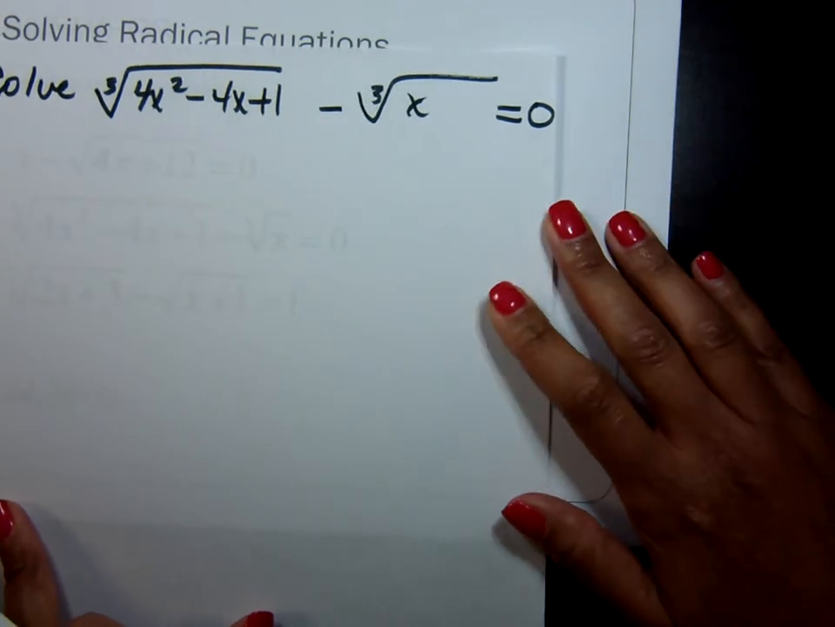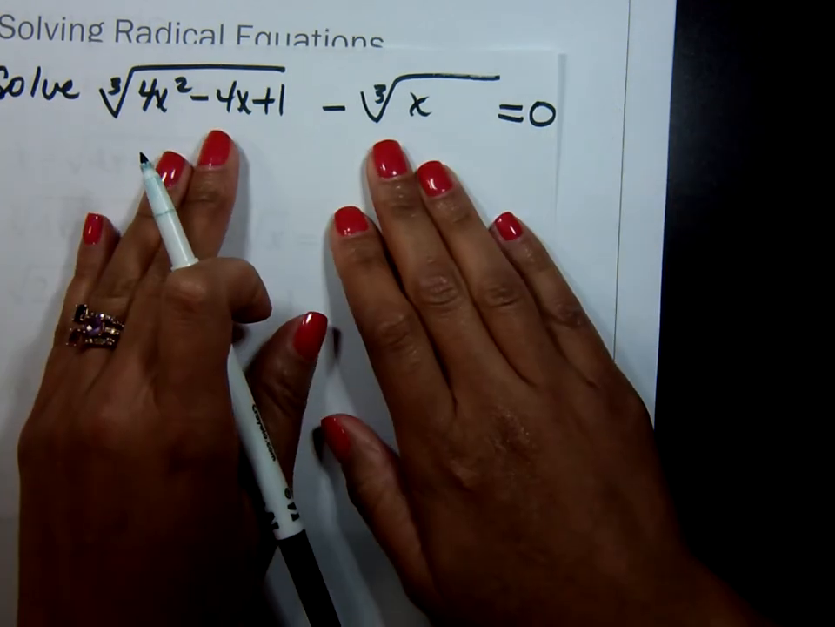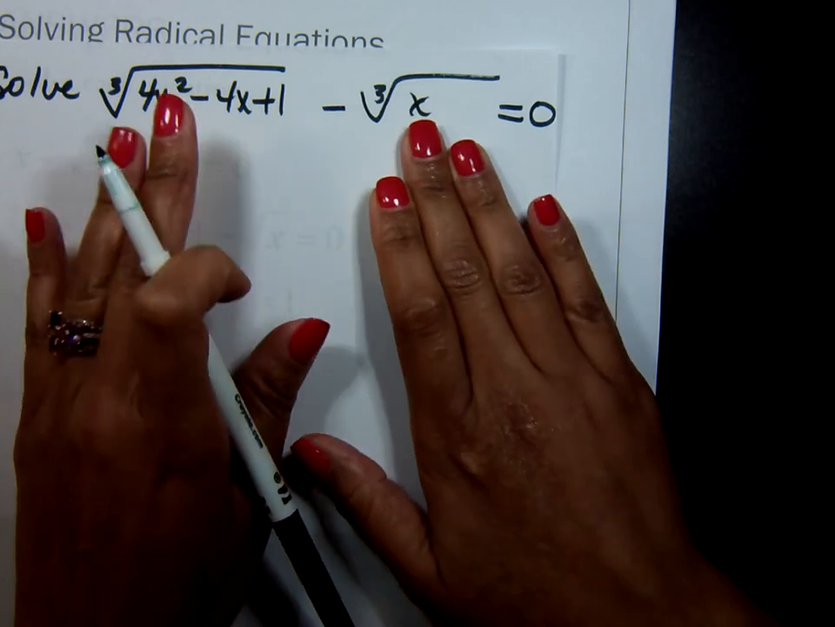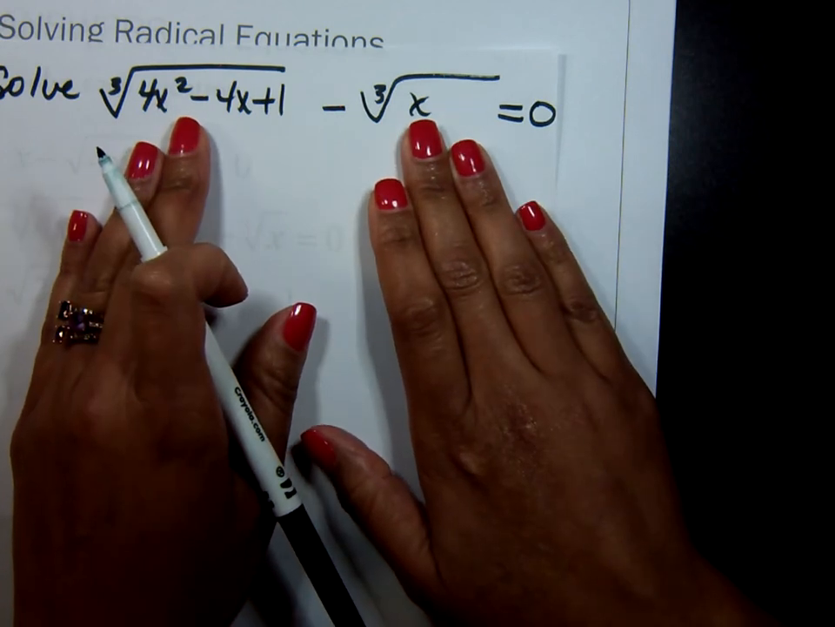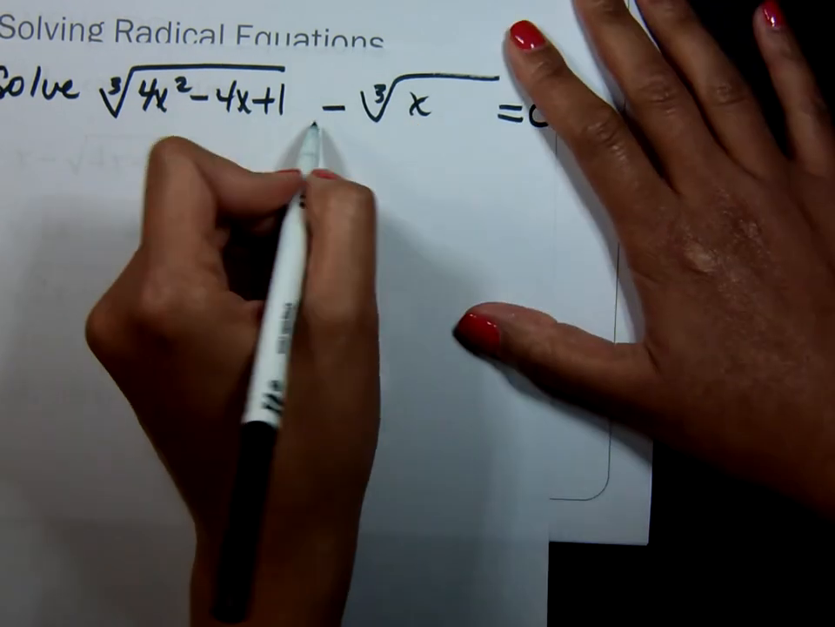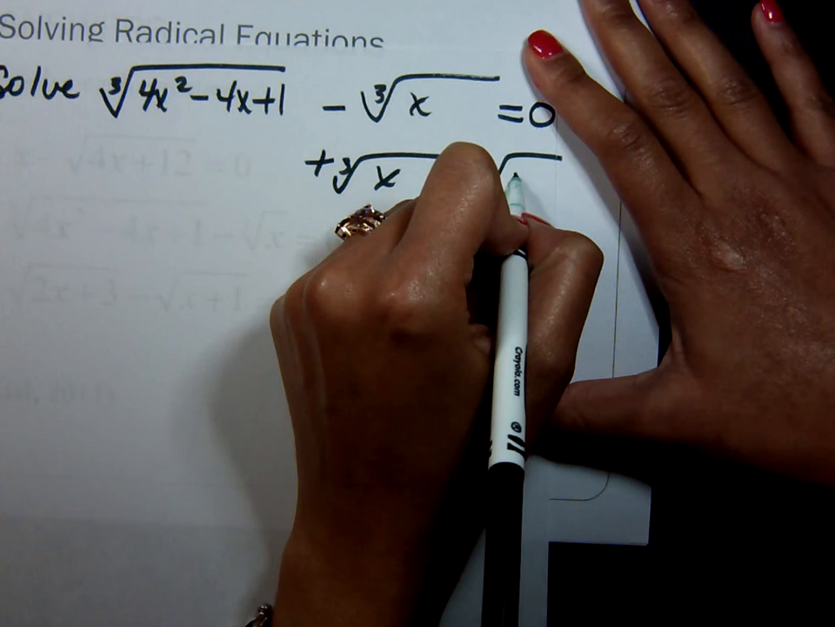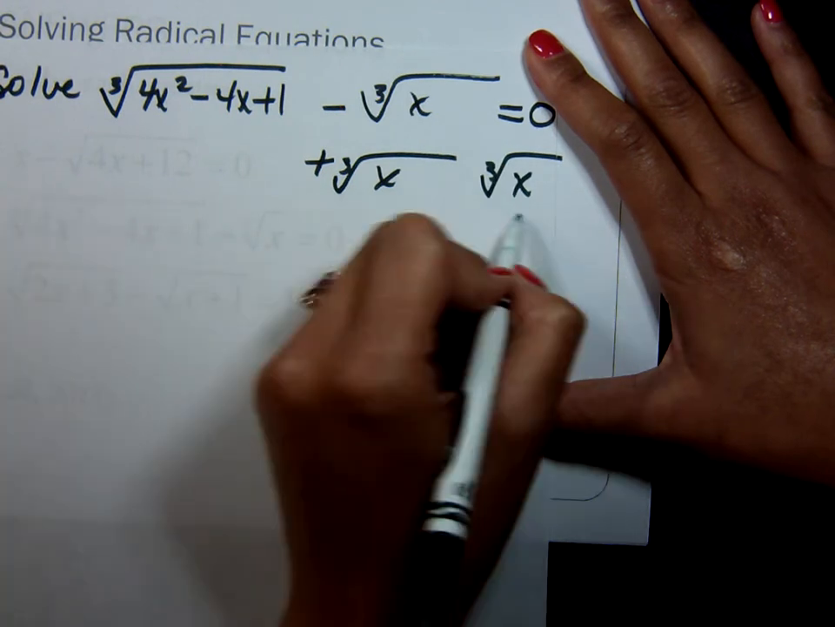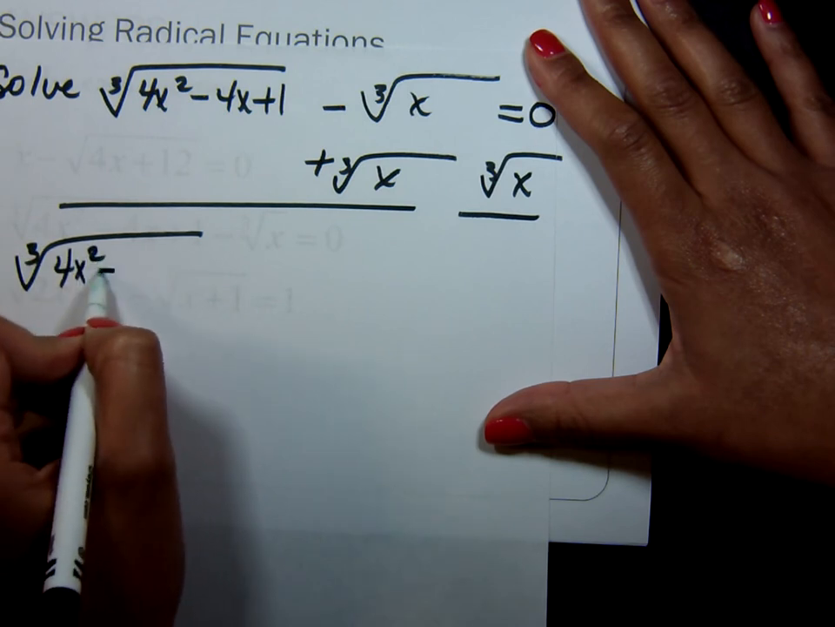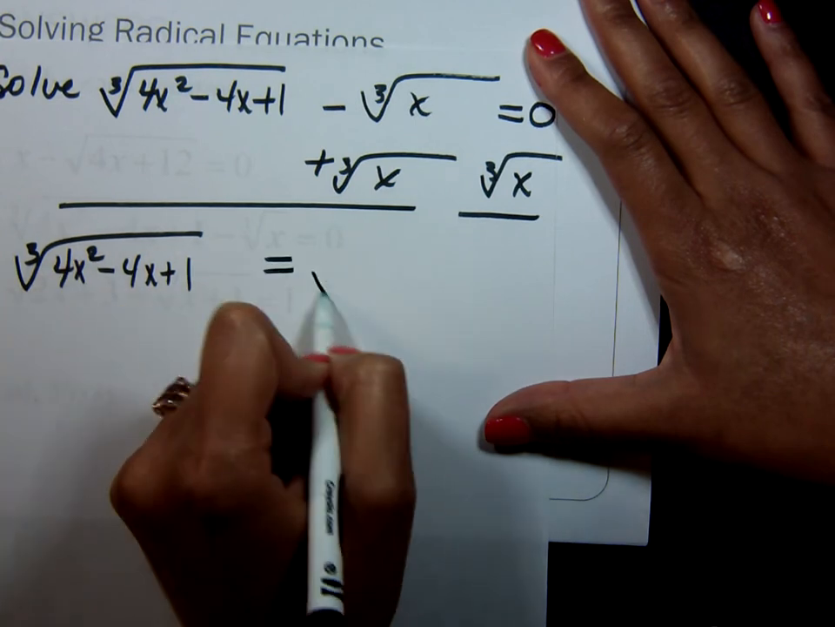Now, our first step is to isolate one of the radicals. I actually have 2 radicals, and it's up to you to determine which one to isolate. I can isolate the second or the first. There's no wrong place to begin. If you begin by isolating the first, that's correct, or the second. But we work to isolate one. So I'm going to move this. Since it does have a negative in front of it, I'll just go ahead and move it to the opposite side. So now I have the cube root of 4x squared minus 4x plus 1 is equal to the cube root of x.